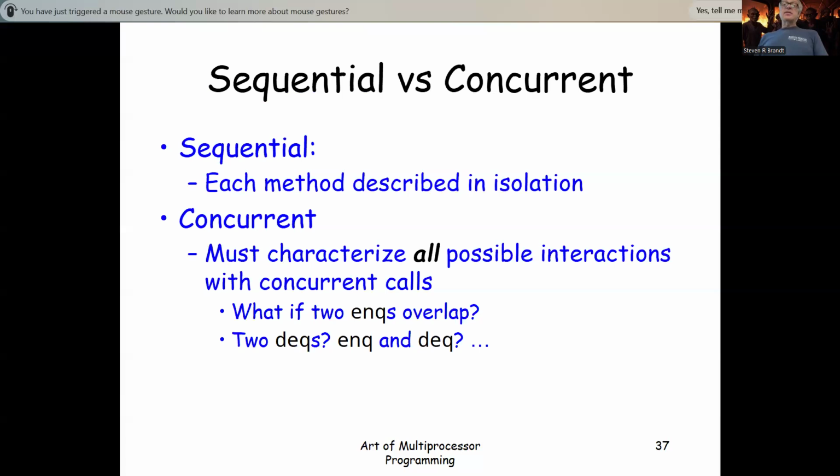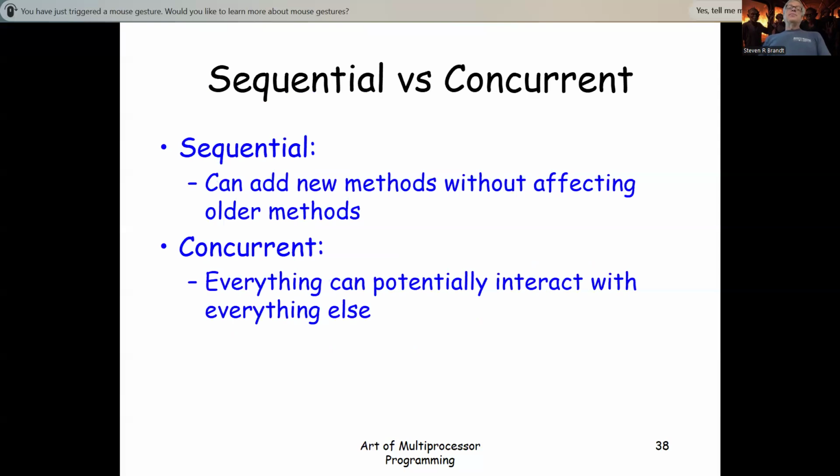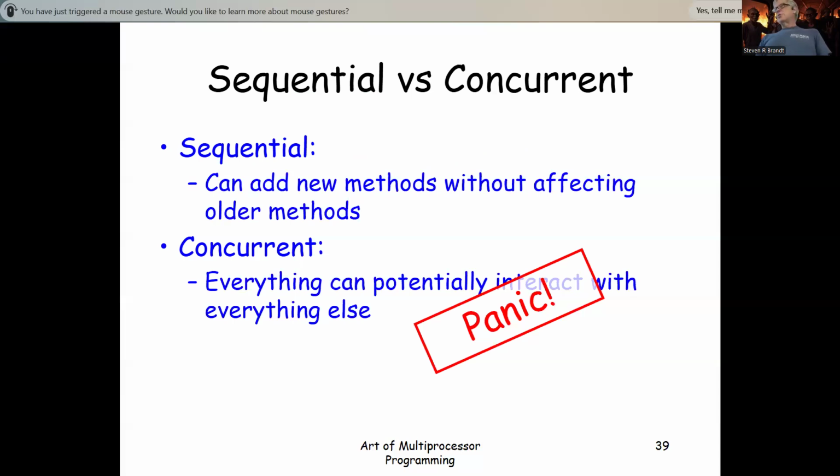So think about this queue. What if 2 enqueues overlap? What if 2 dequeues overlap? And so on. As I said, with sequential code, you can add new methods without affecting the other methods. You don't have to worry about overlaps and how they're going to interact with each other. But with concurrent code, potentially everything can interact with everything else in complex ways, which might cause you to panic.